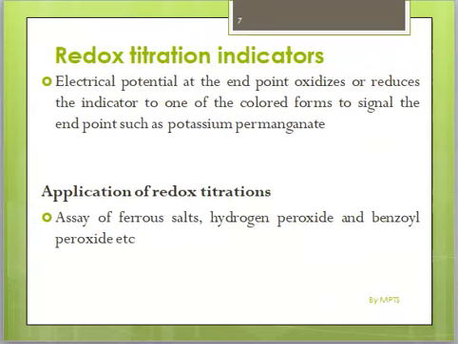Now, I will also mention indicators which can be used to signal change, or the equivalence point. You can use potassium permanganate and other indicators. So where can we apply redox titration? You can apply it in ferrous salts, hydrogen peroxide, benzoyl peroxide. That's the pharmaceutical bit of it.